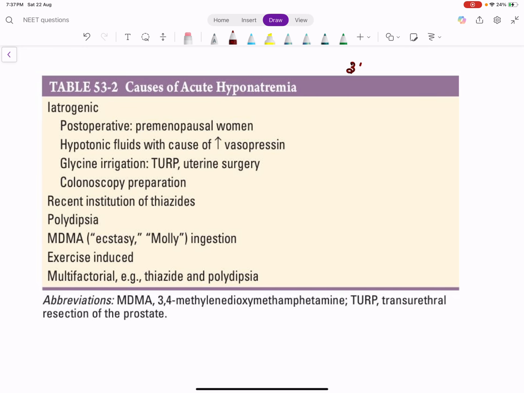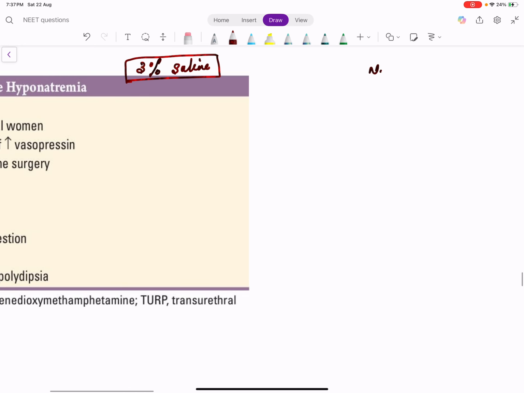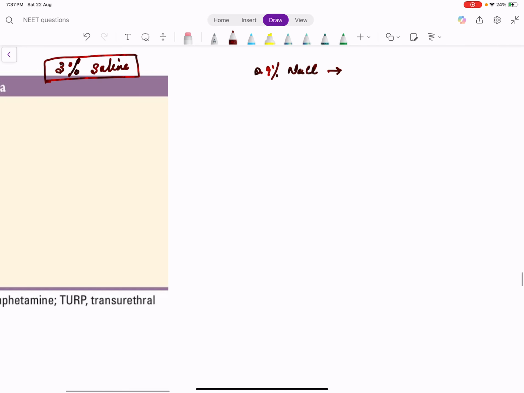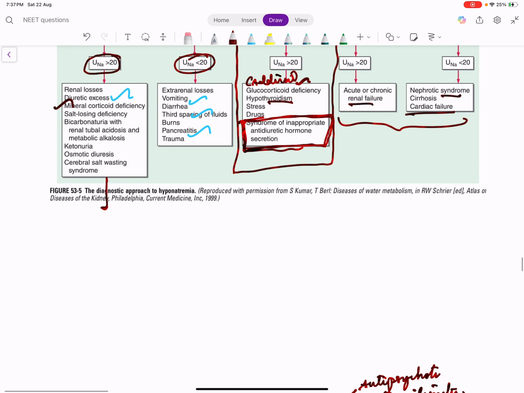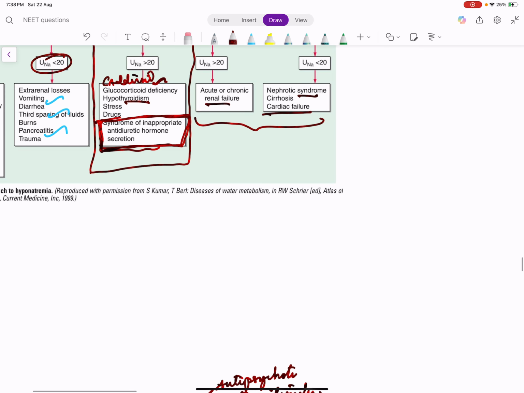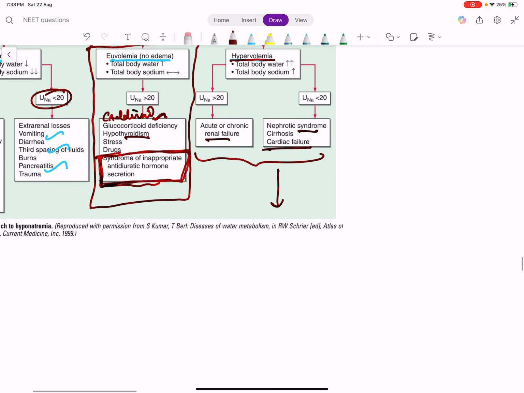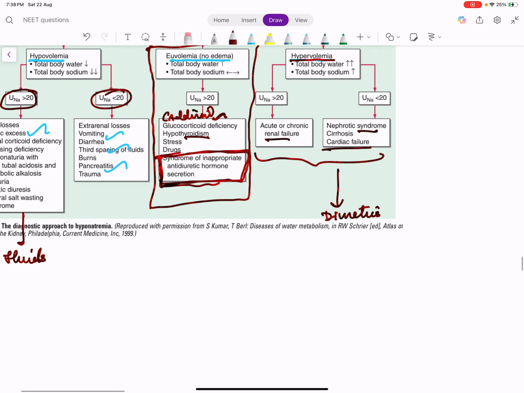Now we may discuss 3% saline as a fluid. Usually the normal saline which we talk about is 0.9% sodium chloride. Why we are discussing the fluids is, how will you treat hyponatremia? If there is hypovolemic hyponatremia, we have to give fluids and correct the hypovolemia. If there is hypervolemic hyponatremia, we have to give diuretics to remove the excess volume. If there is euvolemic hyponatremia, two things. One, it's a problem with water balance, right? So you have to reduce water intake.